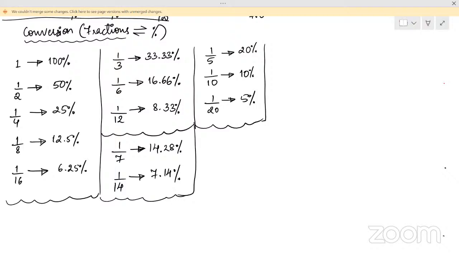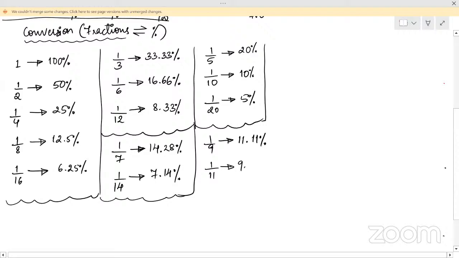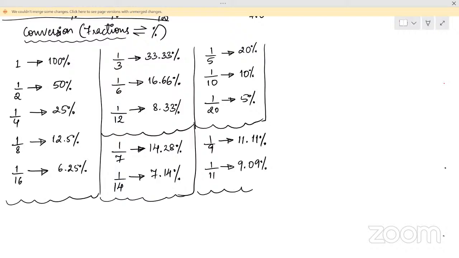Okay. Now 1 by 9 and 1 by 11 share a fascinating relation so that we can easily remember. 1 by 9 is 11.11 percent. With this logic, tell me what should be 1 by 11? 9 point zero, yes, 9.09. Close. It is 9.09. Okay.